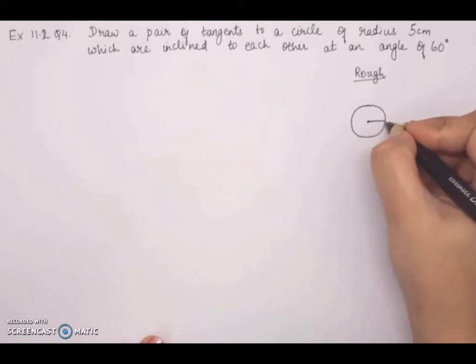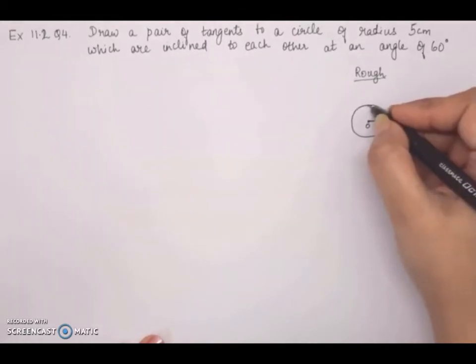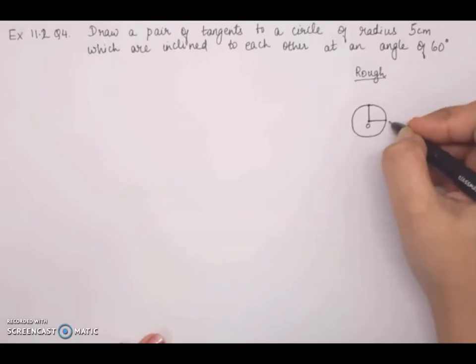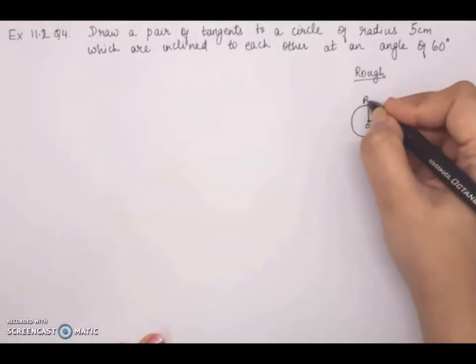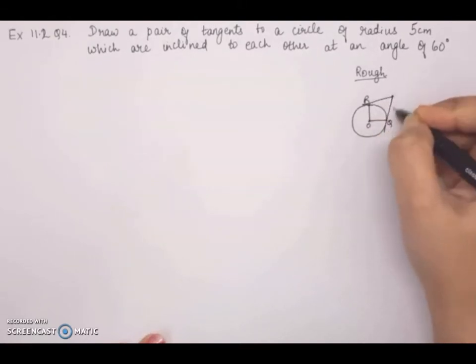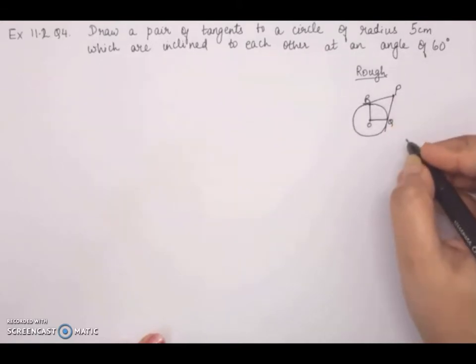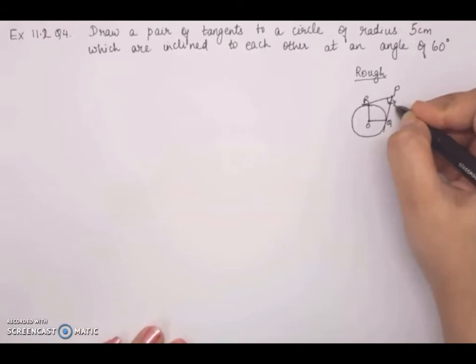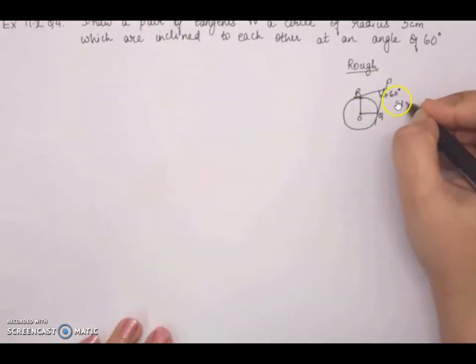First we will draw a circle of radius 5 cm with center O. Now it is given that the tangents to this circle are inclined at an angle of 60 degrees. So we will take any two points Q and R on the circle on which we need to draw tangents, and take P as the external point from where tangents are drawn. Now this angle RPQ is 60 degrees. This is what is given.